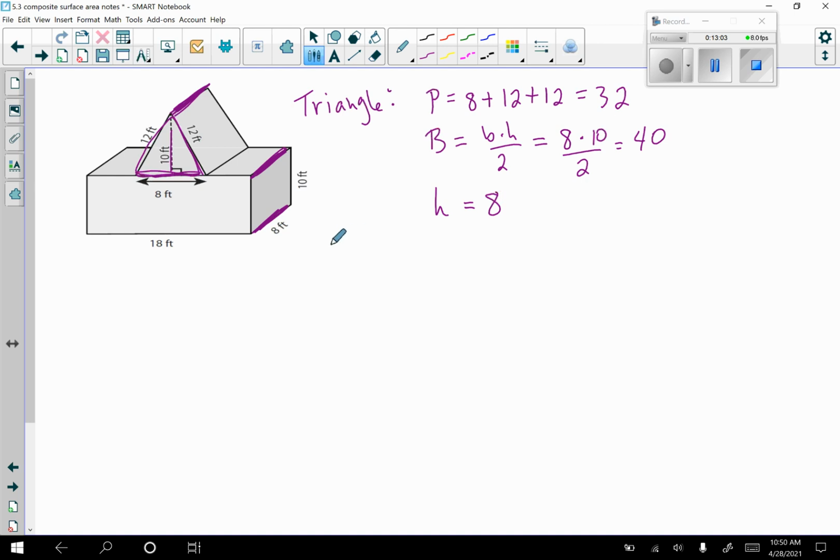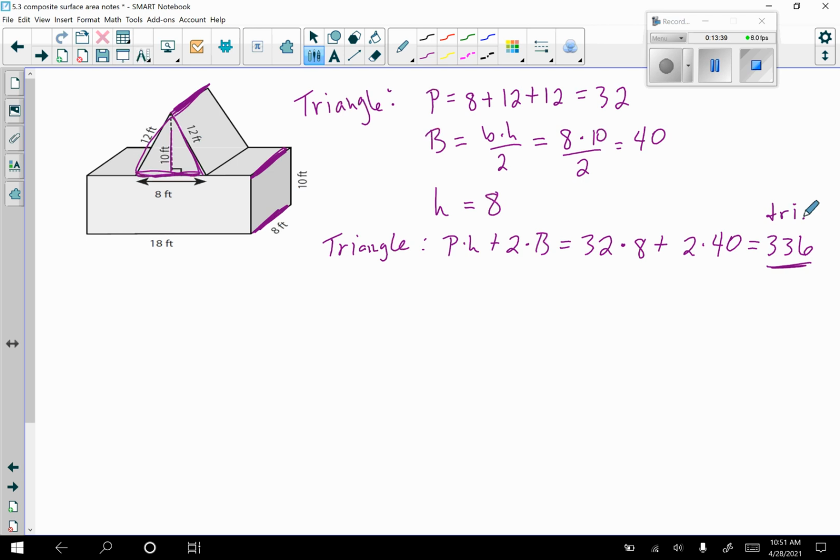So now the surface area for the triangular one, remember it's a prism, so it's perimeter times height plus 2 times the area of the base. So we have 32 times our height of 8 plus 2 times our area of 40. So 32 times 8 plus, and then 40 times 2 is 80, so plus 80. So 336. And that's your triangular prism.